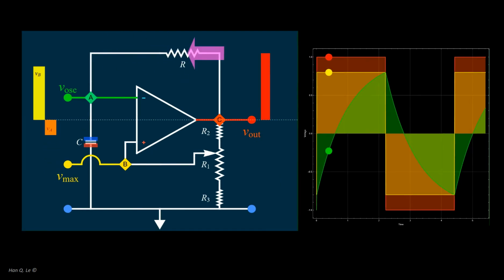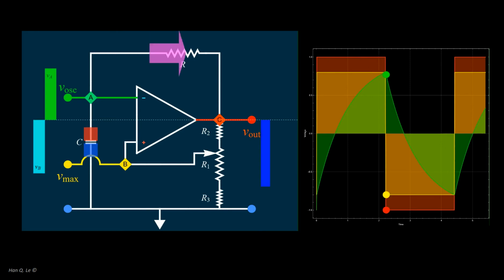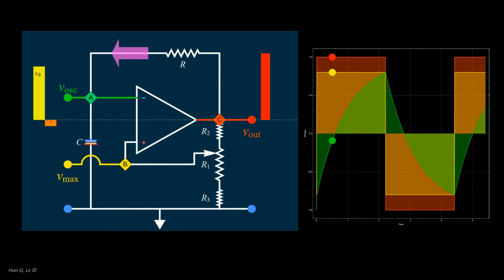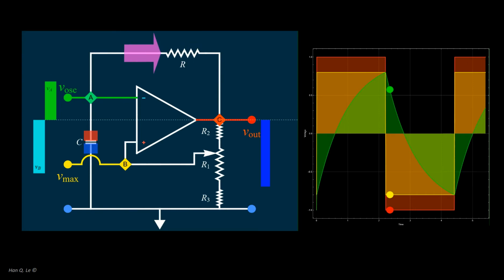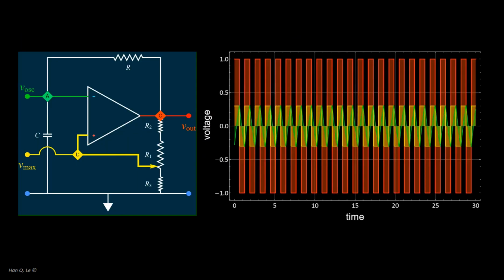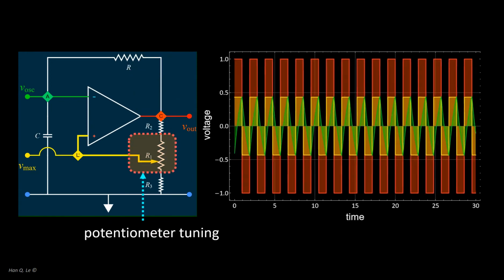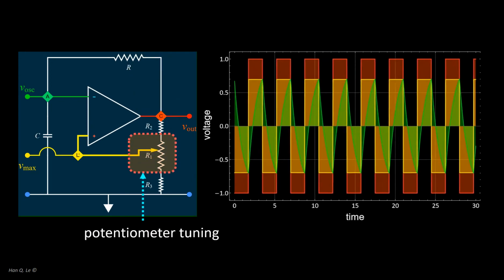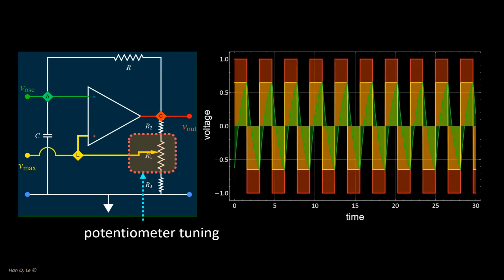The cycle of VA chasing VB, flipping back and forth, continues indefinitely, and the circuit becomes an oscillator. How fast each cycle takes depends on the rate of charging and reverse charging of the capacitor, that is, the RC time constant. The frequency can also be changed by tuning the potentiometer, which varies the set ratio of the non-inverting voltage relative to the output voltage.